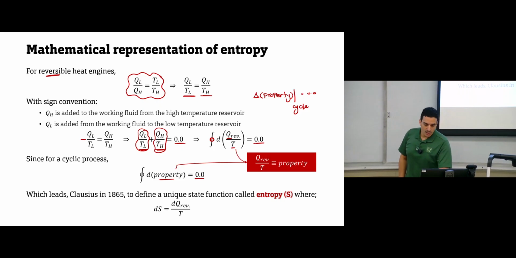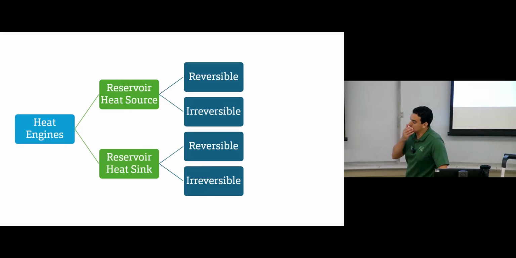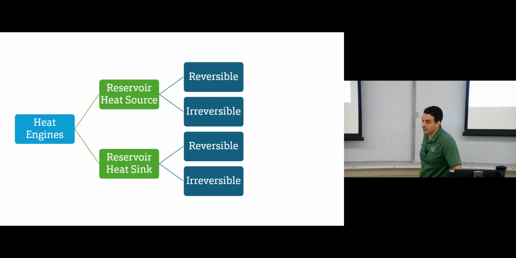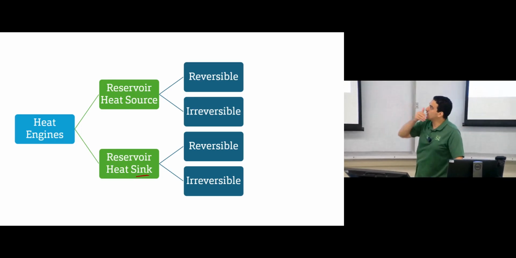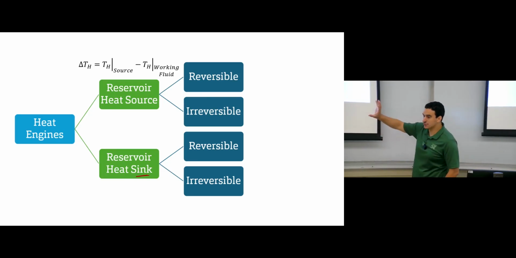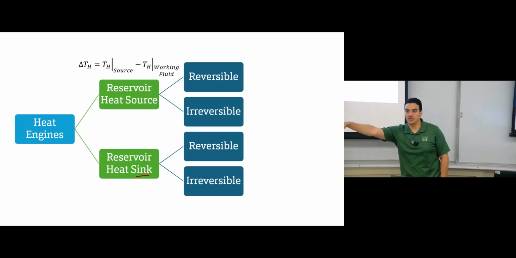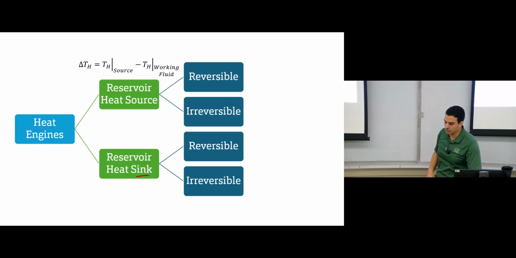Now we try to analyze the heat engine to see the entropy and the temperature change in this one. For the heat engine, we have two reservoirs. One high temperature reservoir, which we call the heat source, and a low temperature reservoir, which is the heat sink. At the high temperature reservoir, the source is giving heat to the working fluid, so delta T is the temperature of the source minus the temperature of the working fluid.